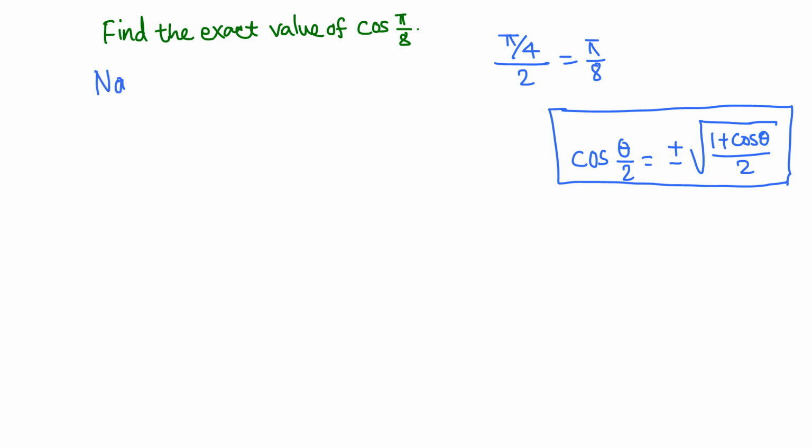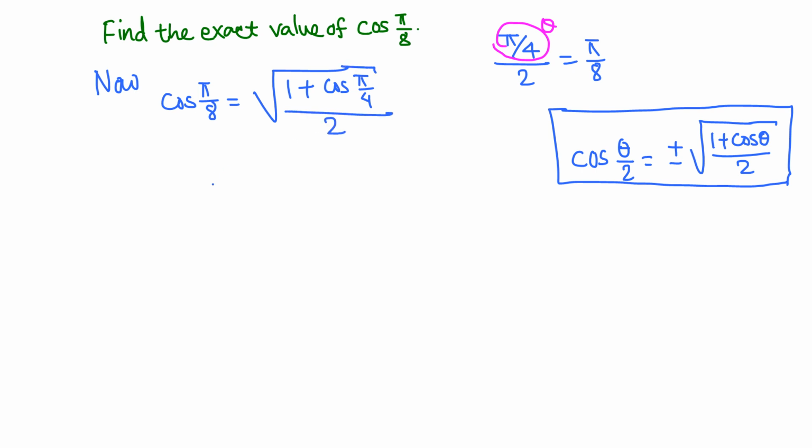Okay, so now cosine pi over 8 is a positive value, so we don't have to write the minus. It is the square root of 1 plus cosine theta, where our theta is pi over 4 and theta over 2 is pi over 8, all over 2. That is 1 plus cosine pi over 4. Looking at the unit circle or from a chart, we know that cosine pi over 4 is root 2 over 2, all over 2. Let's simplify.